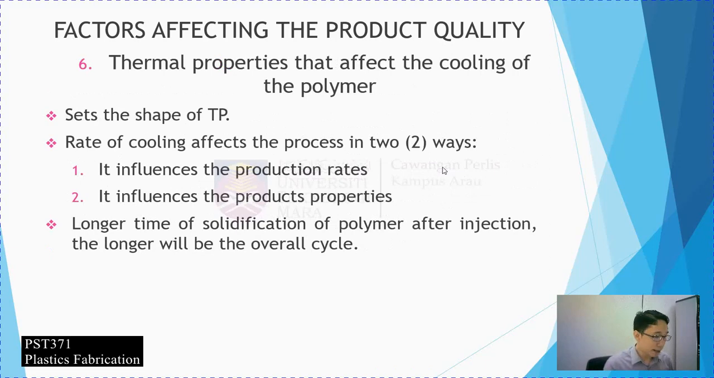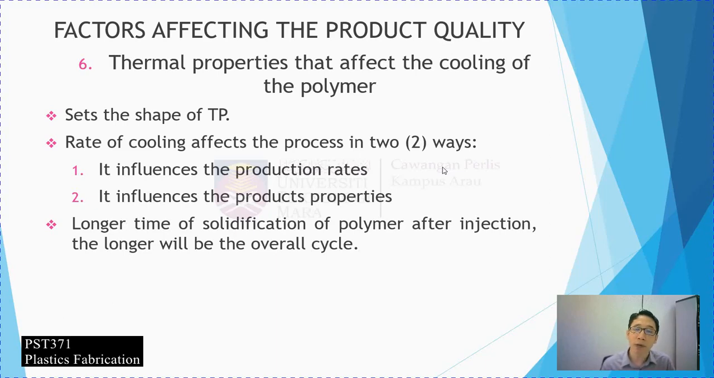And then the sixth, the second last one, is thermal properties that affect the cooling of the polymer. After you heat up, you will start to cool it so that the raw material will take the shape of the die or the mold. Set the temperature of the thermoplastic. Rates of cooling affect the process in two ways. First, it influences the production rates. The second, it influences the product properties. So you need to play around with these two.